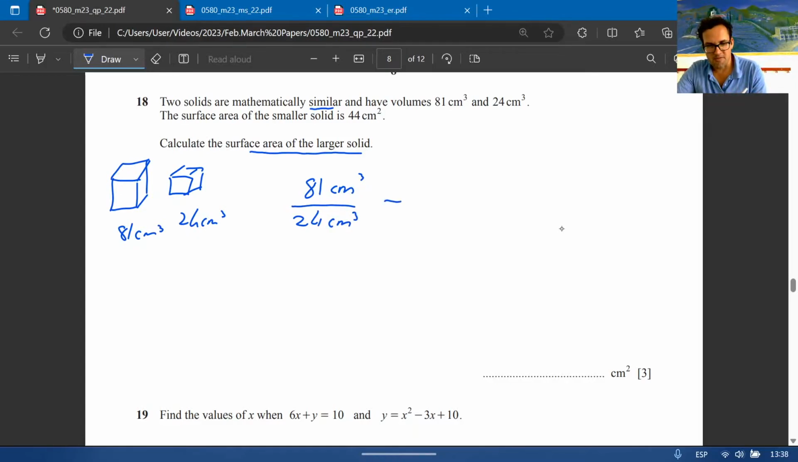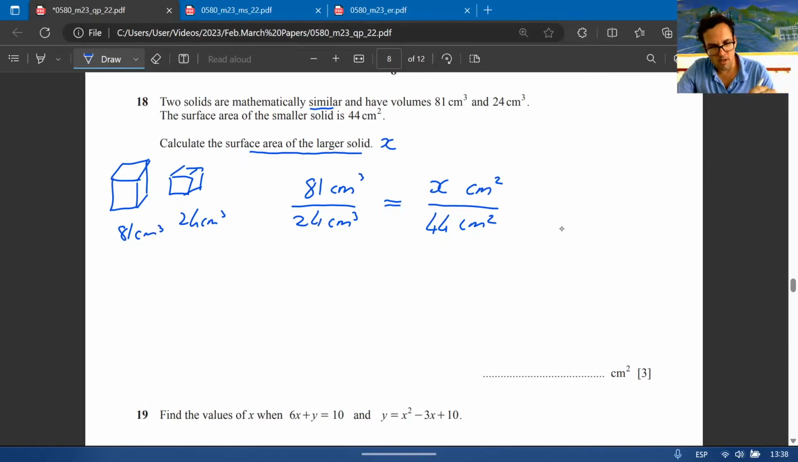Now, scale factor stays the same within the same units. So the surface area of the larger unit, we don't know what that is. Let's call that x. Okay, so that would be x, surface area in centimeters squared, over 44 centimeters squared. Okay, now this is not equal because the volume scale factor and the area scale factor is not the same. Okay, for example, let's do a different one.